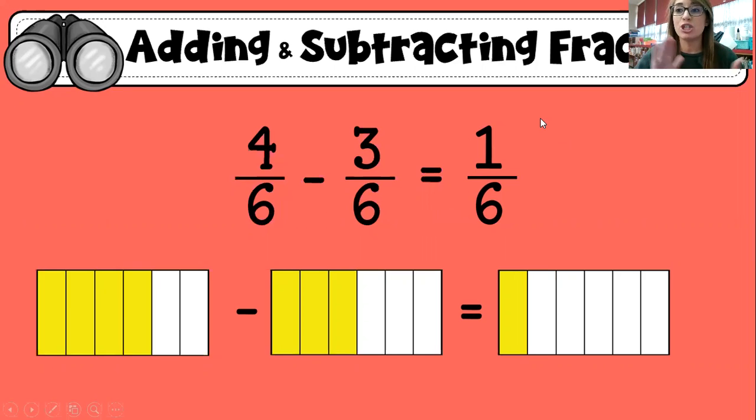So again, this is just like adding fractions. The only difference is you're subtracting. The process is the same. You've got to check those denominators and make sure that they're the same first. Once you make sure that they are the same, you then just subtract your numerators.